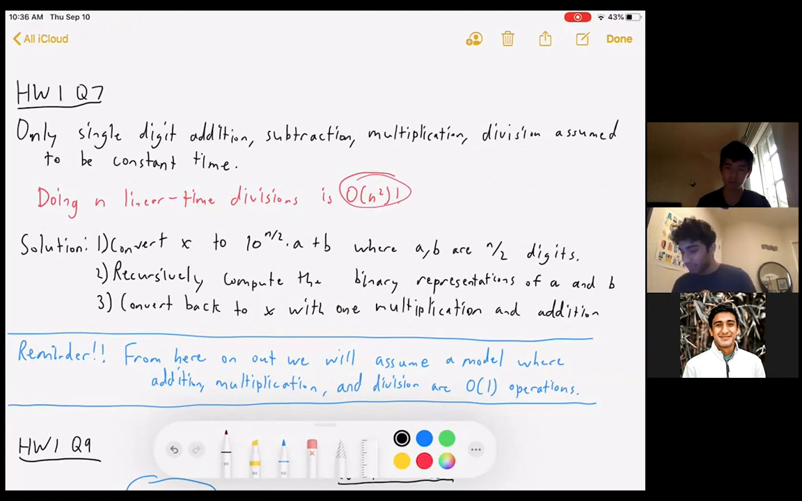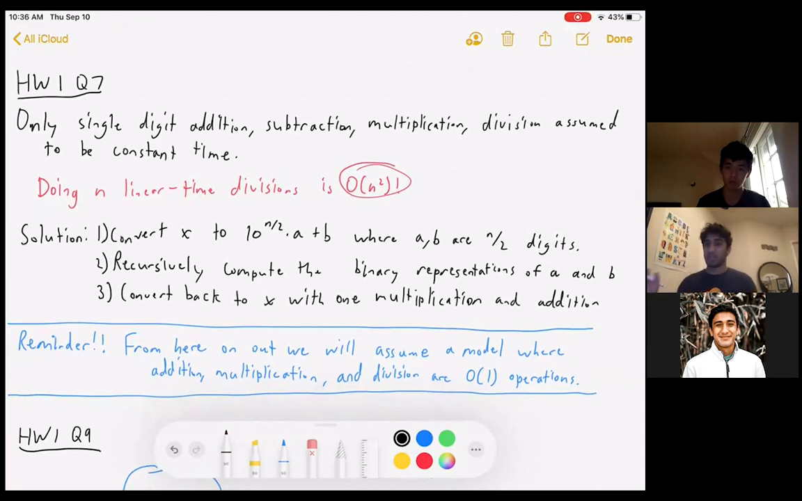So let's go through what the actual solution does in the homework. What we first do is we convert this input x into the first half of the number and the second half of the number, a and b, where x is a times 10 to the n over 2 plus b, where n is the number of digits. So that ends up making a and b n over 2 digits. We're splitting it into this first and second half.